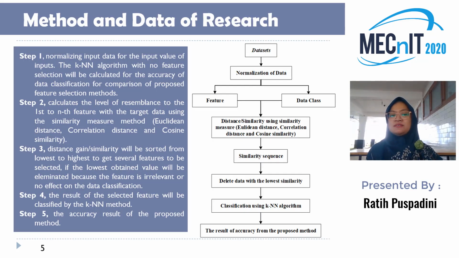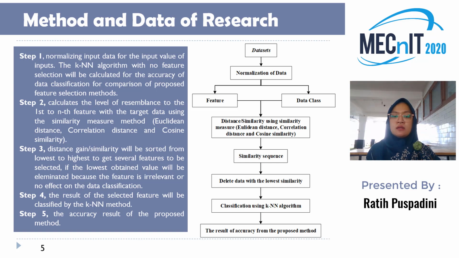Method and data of research. Step 1: normalizing the input data. The KNN algorithm with no feature selection will be calculated for the accuracy of data classification, for comparison with the proposed feature selection method. Step 2: calculate the level of resemblance of the first to nth feature with the target data using the similarity measure methods: Euclidean distance, correlation distance, and cosine similarity. Step 3: the similarity distances will be sorted from lowest to highest to get the features to be selected. The lowest obtained values will be eliminated because those features are irrelevant or have no effect on the data classification.